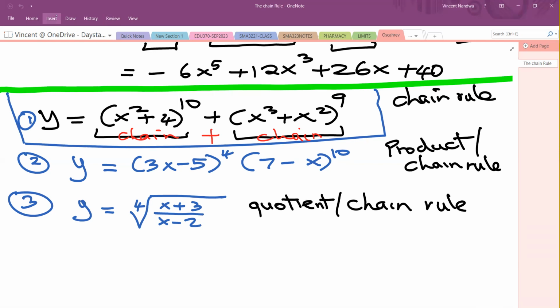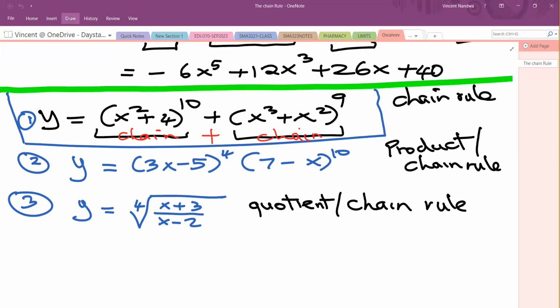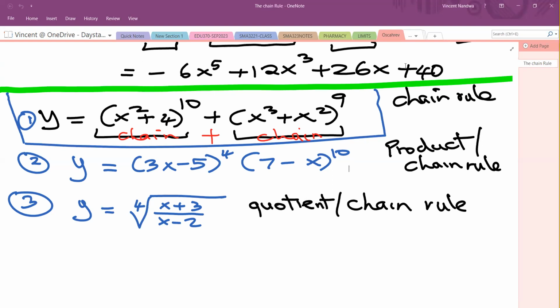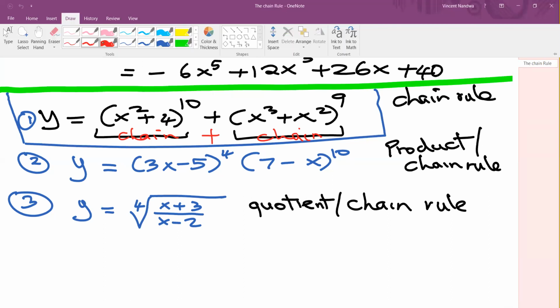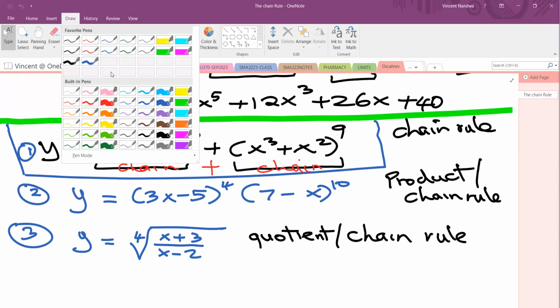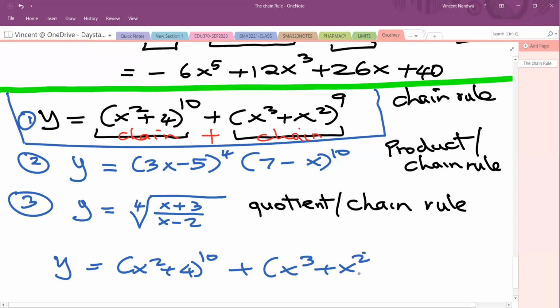So this is what you have to do. y equals (x squared plus 4) power 10 plus (x cubed plus x squared) power 9, okay?